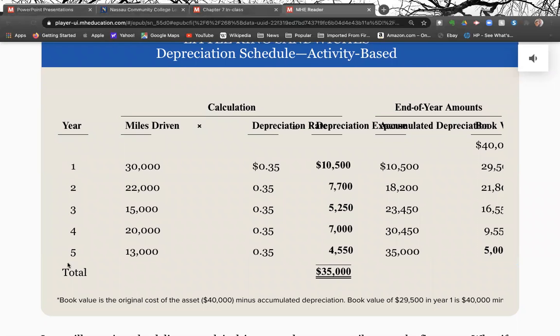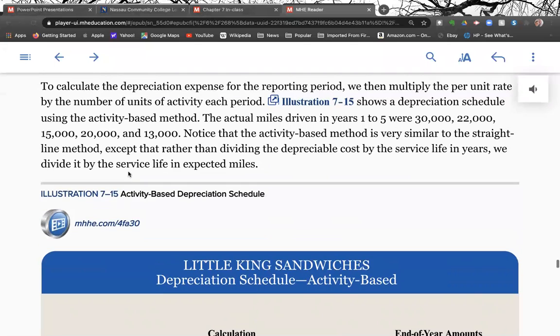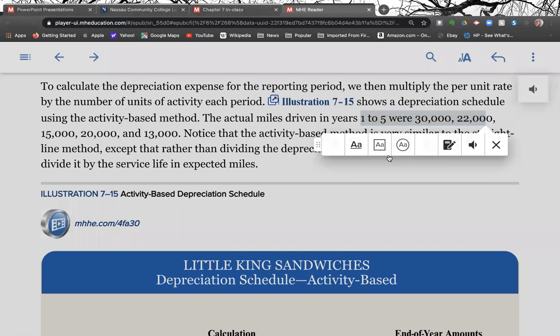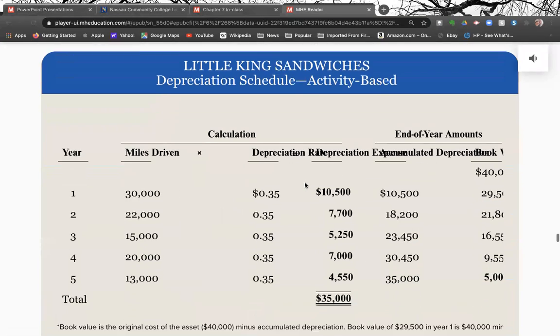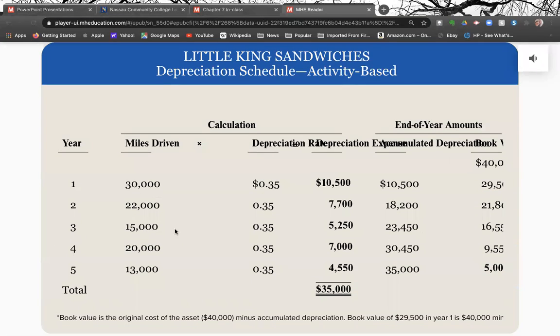Years 1, 2, 3, 4, 5. These are the miles driven each year. They just told you that here, right? Write down the miles driven, multiply by 35 cents. That's your depreciation expense. Notice it's different each year. The more miles you drive, the more the depreciation is.